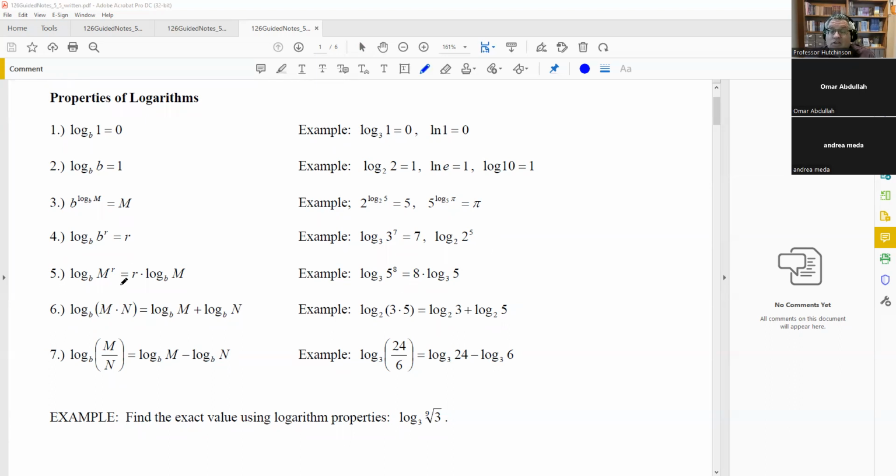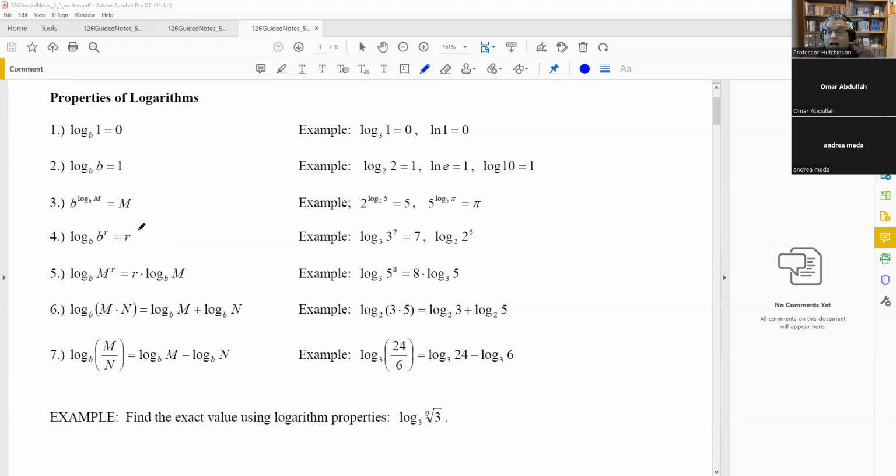Now the reason why that is, is because of rule number 5 here. Rule number 5 says that if these are all different, you can take the r and move it down in front of the log that we see here. So we have something like this: log base 3 of 5 to the 8. The 8 can be moved down in front, and these are both equal to each other. These are both exactly the same. If we were to put these both in the calculator, we would get exactly the same answer for those.